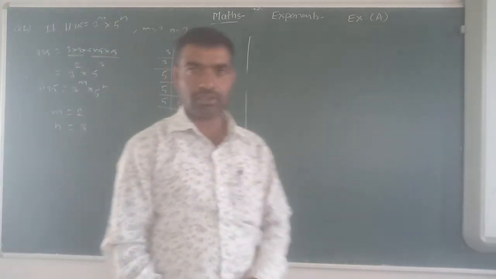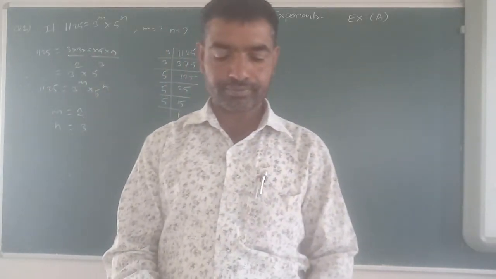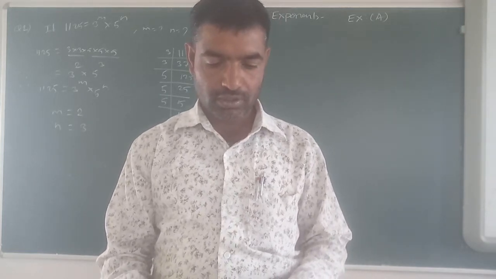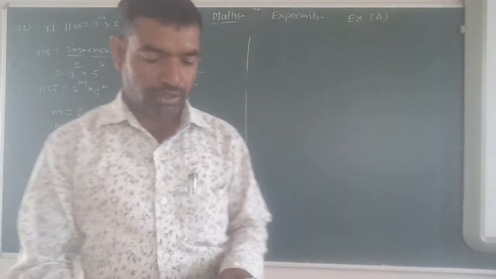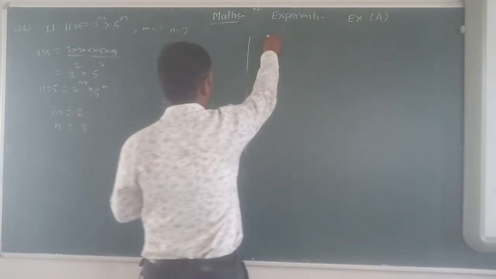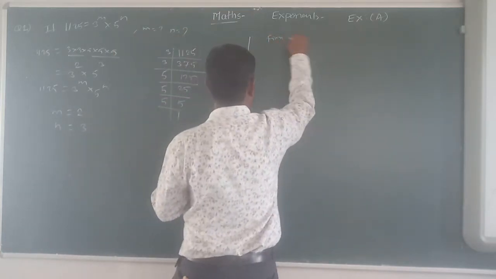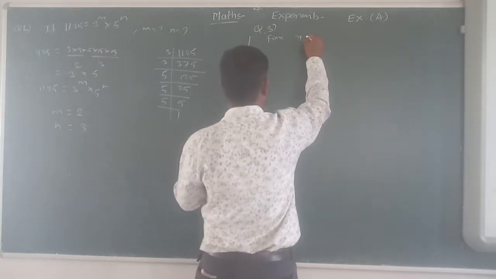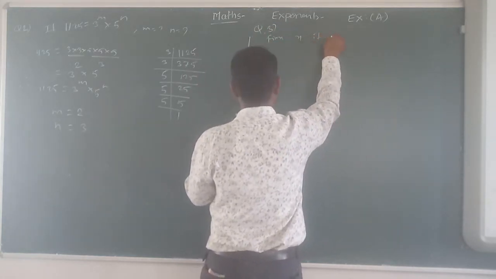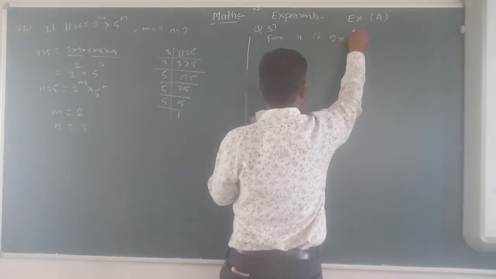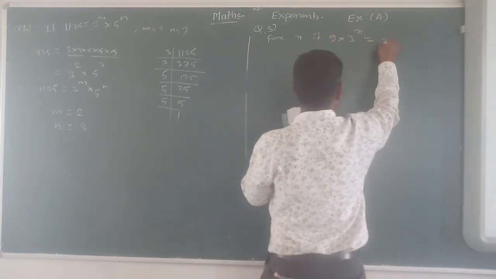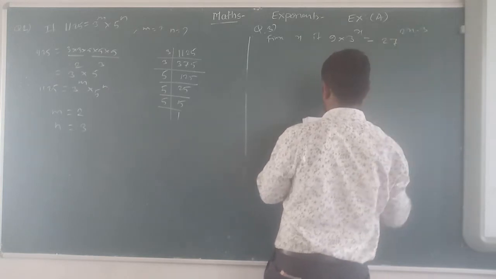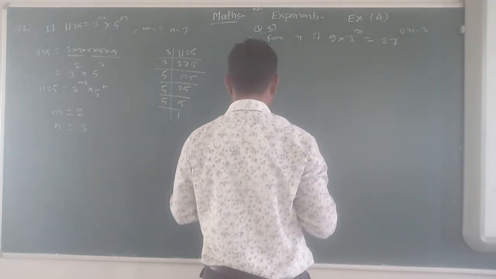Next question is here. What is given in the next question? Question number 3: find the value of x. If 9 into 3 raised to x is equal to 27 raised to 2x minus 3.